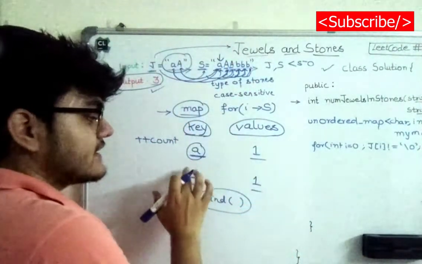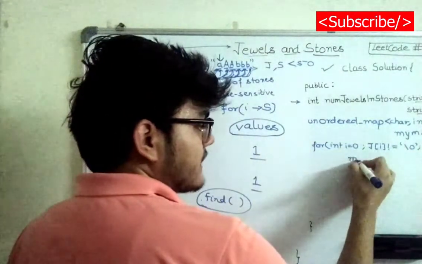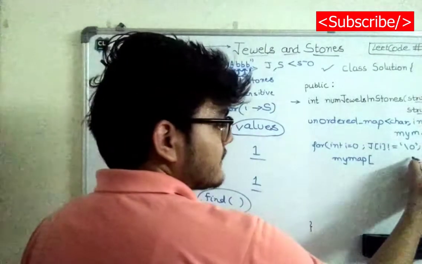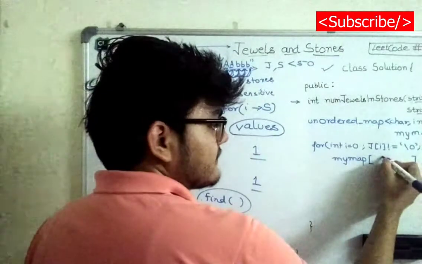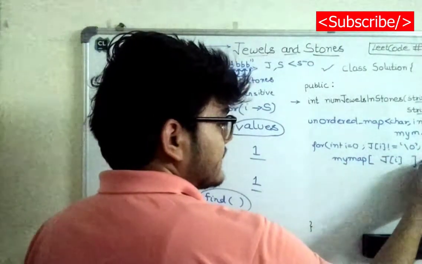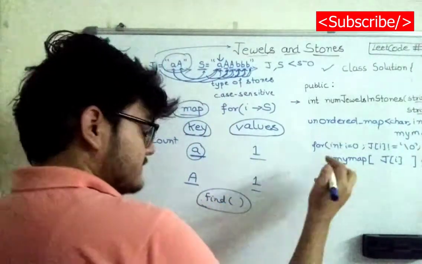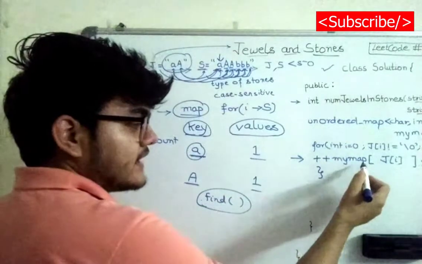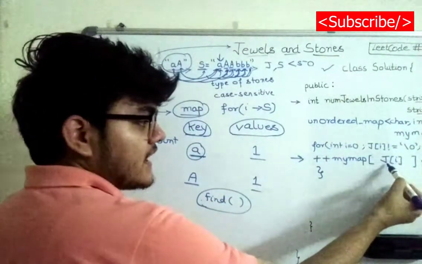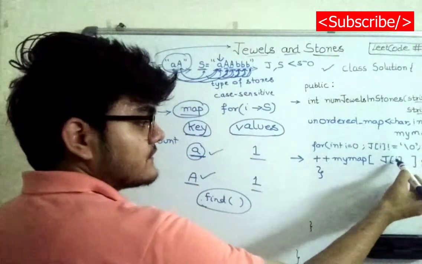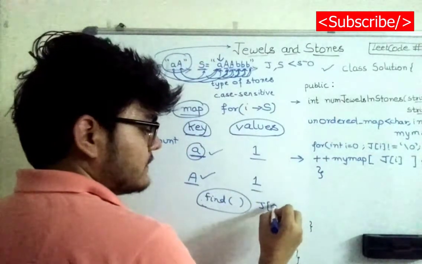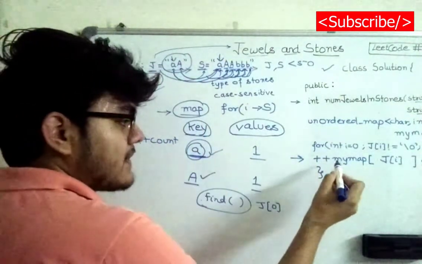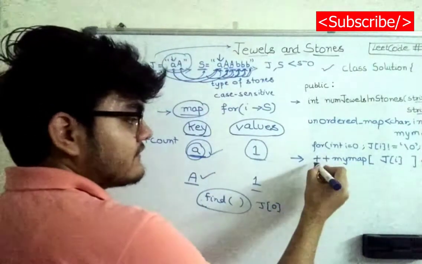Alright, so let's push these characters inside the map. In order to do so, we will have to use the map, my map, and inside it we use square brackets, and inside I will provide j of I, like this. And what I want to do is assign a plus plus operator. So what this line will do is create a my map, which is an unordered map with key values as the characters of j of I. For example, if I have j of 0, then it means the character at the 0th position, which is a. So it will push the character a in my map, and it will increment the value by 1, right? So that's why we are using plus plus.